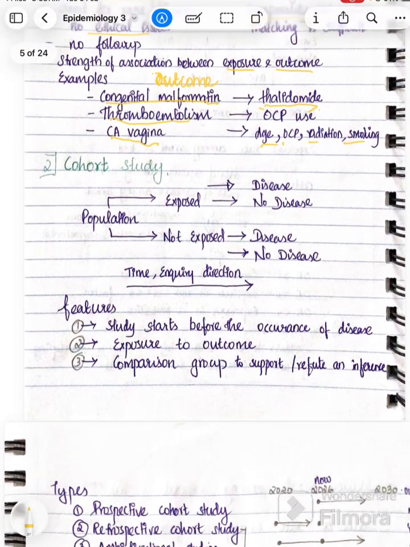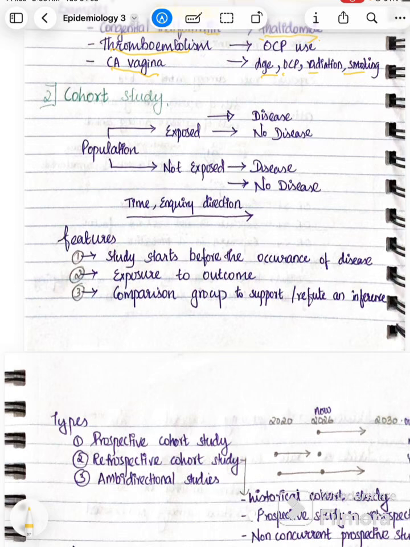Now cohort study, a forward looking study. First we are going to select the population, from that who is exposed and who is non-exposed, and then the exposed can have the disease or cannot have the disease. The non-exposed group can also have the disease or cannot. Time and inquiry direction is the same. This study starts before the occurrence of disease. We start from the exposure to outcome. A comparison group is there to support or refute an inference.